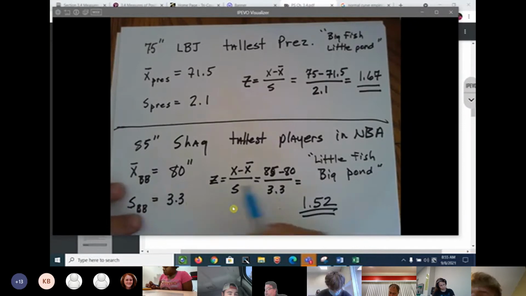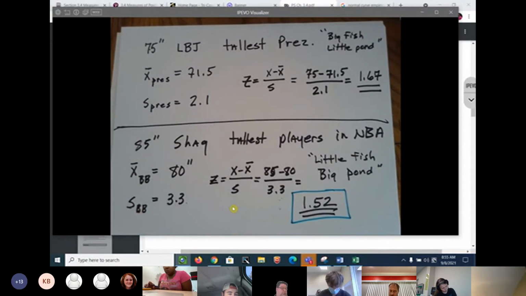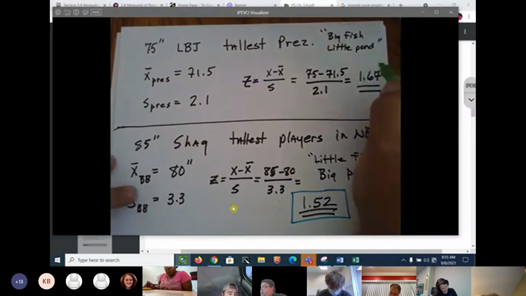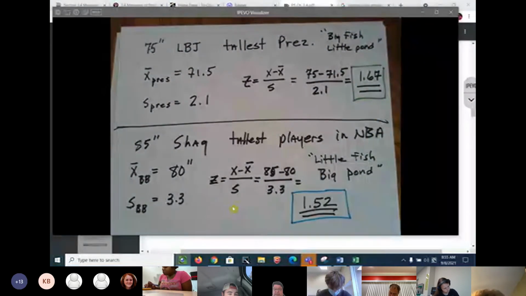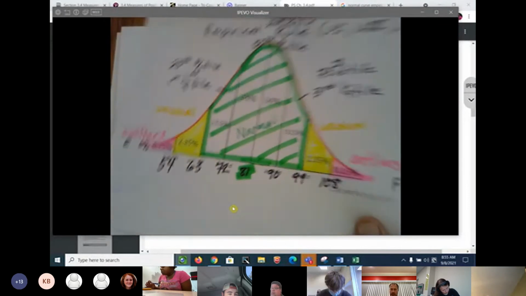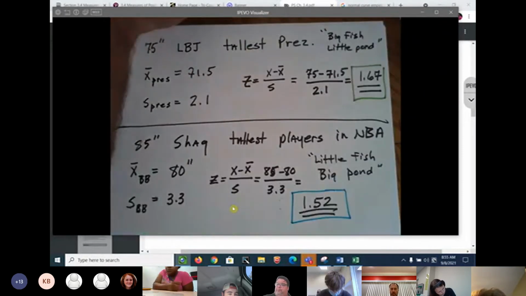I'm going to call this one Shaq. I'm going to call him blue. And we're going to do green for 1.67. So I'm going to take my, I'm just going to do another one.